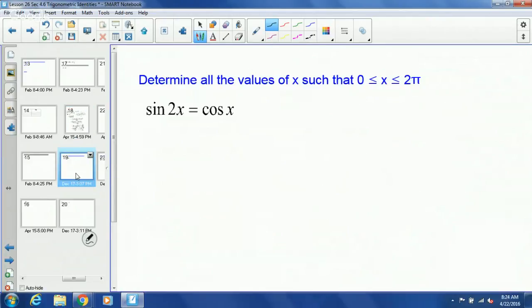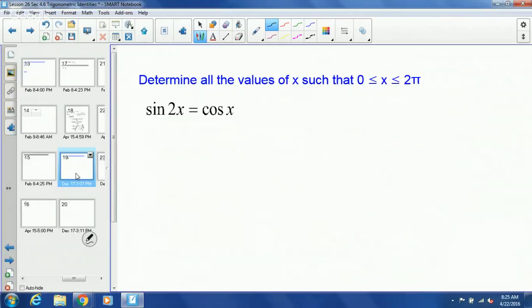Getting close. All right, this should look somewhat familiar to you guys, because we've done problems somewhat like this already. First of all, it says determine all the values of x such that your range is from 0 to 2 pi. So I'm doing the whole unit circle this time. I don't have any restrictions. I'm not even just in one quadrant here. So they tell me that the sine of 2x is equal to cosine of x.